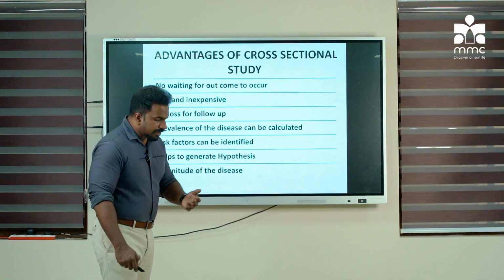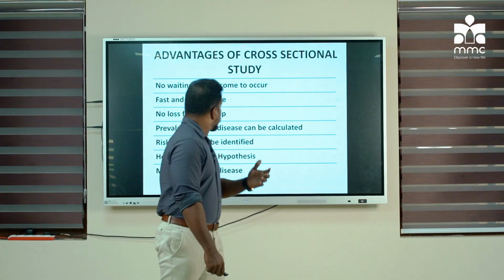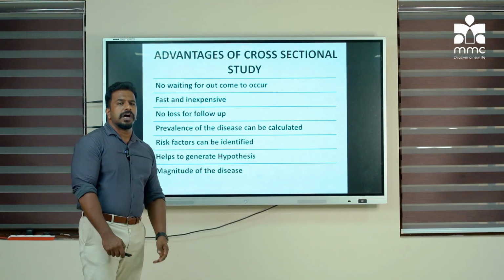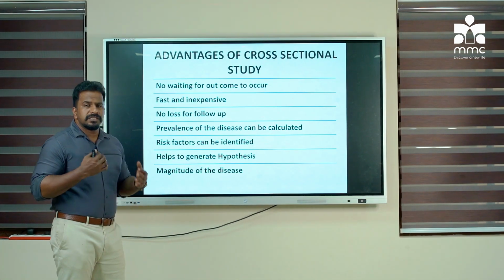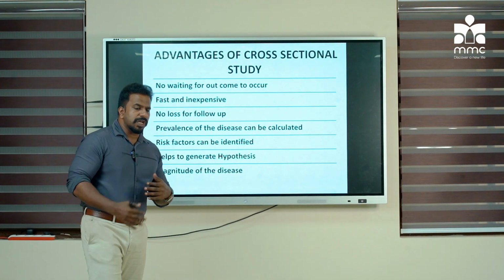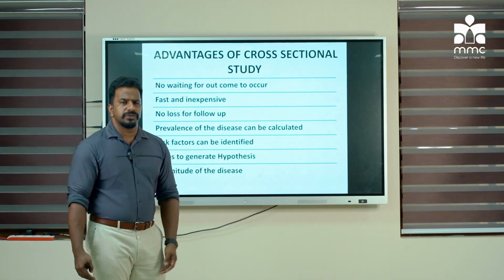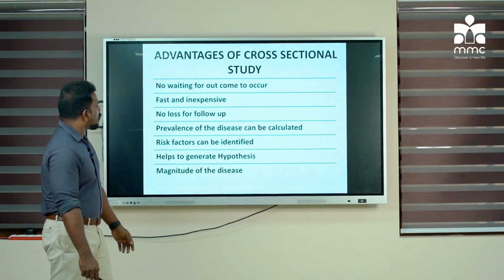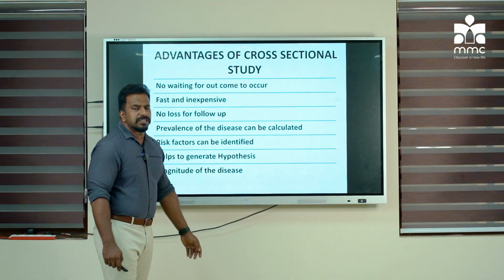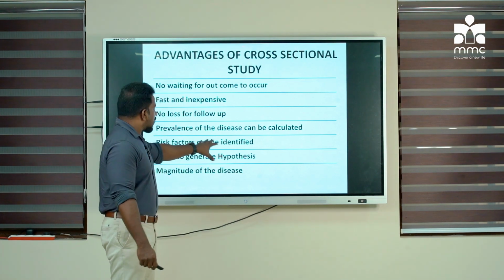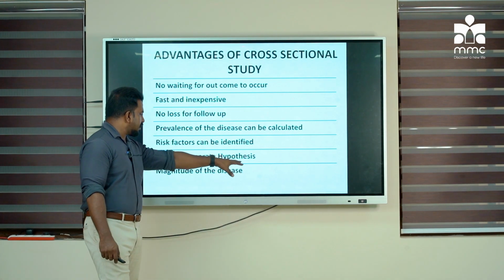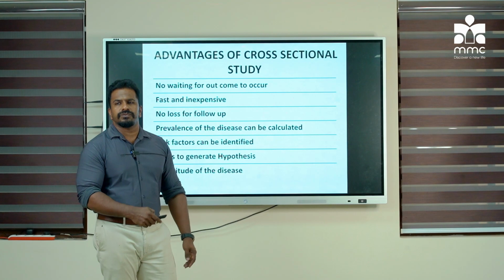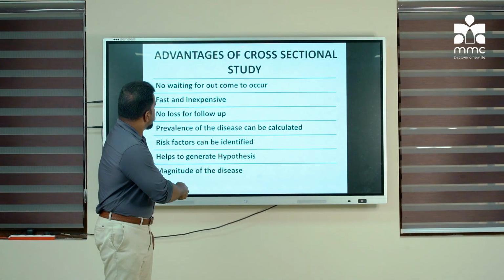The advantage of a cross-sectional study is that there will not be a waiting period; you don't have to follow them for another 5 years or 2 years. You will get the result at that point itself. It is fast and inexpensive, there is no loss to follow-up, the prevalence of the disease can be calculated, risk factors can be identified, and it helps to generate hypotheses and estimate the magnitude of the disease.